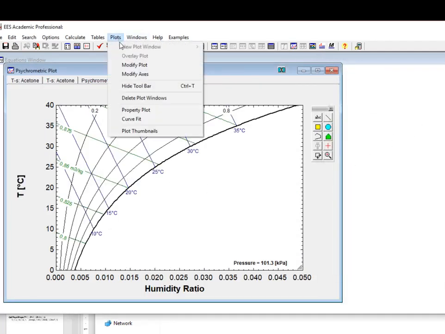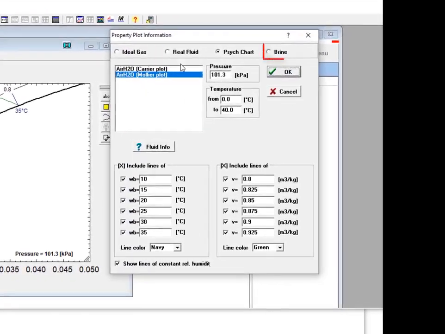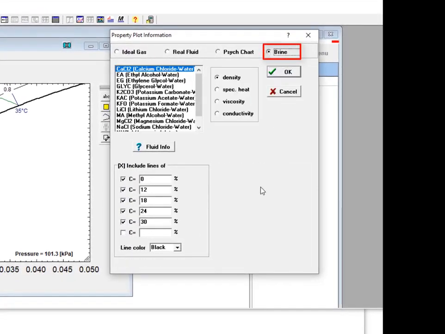If the Brine radio button is selected, then property plots for the built-in brines in EES can also be created. So brines are mixtures of a salt or other chemical in water, and the properties of the brine solutions that are modeled in EES depend on temperature and concentration because they are assumed to be incompressible. The property plot dialog offers a choice of plots of density, specific heat, viscosity, and conductivity of the brine as a function of its temperature.